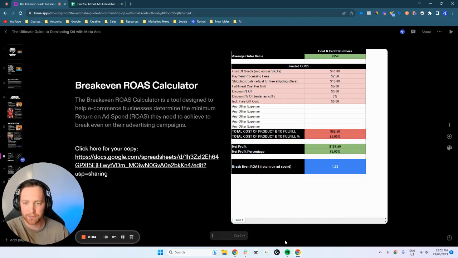In this one, we're going to be covering the break-even ROAS calculator. So this is a little preview here. The break-even ROAS calculator is a tool designed to help e-commerce businesses determine the minimum return on ad spend required to achieve a break-even on their advertising campaign.